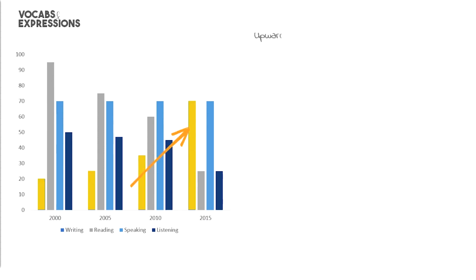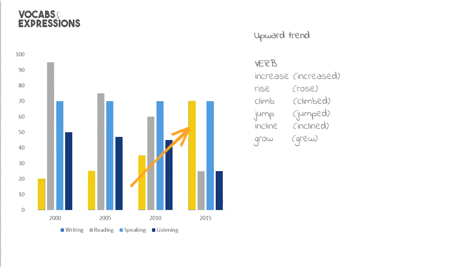Upward trend for verb: increase, increased, rise, rose, climb, climbed, jump, jumped, incline, inclined, grow, grew. For noun: increase, rise, climb, jump, inclination, growth.